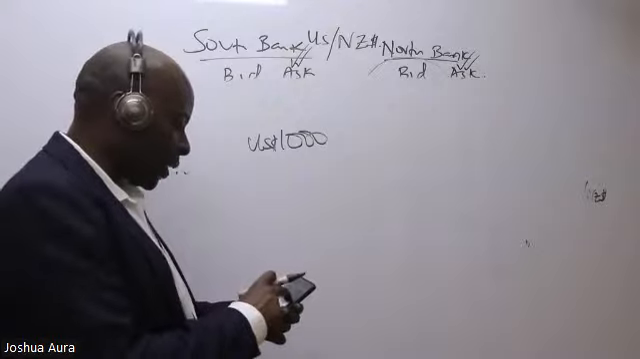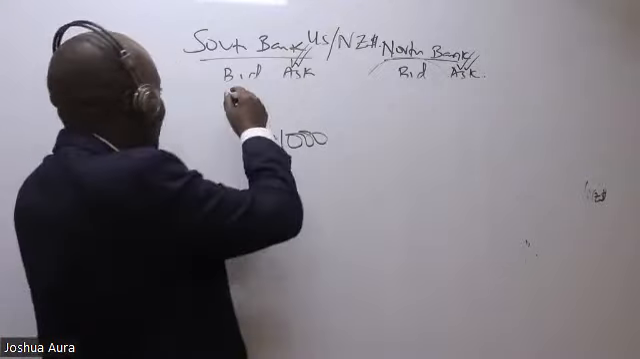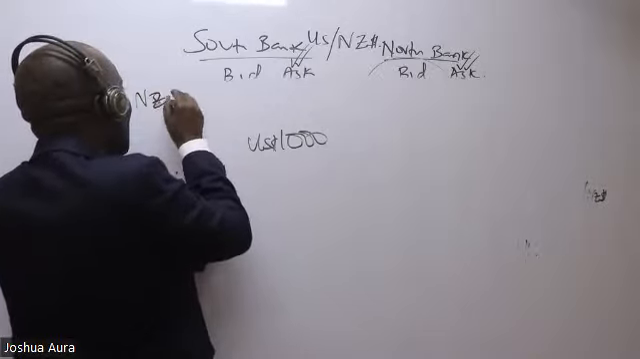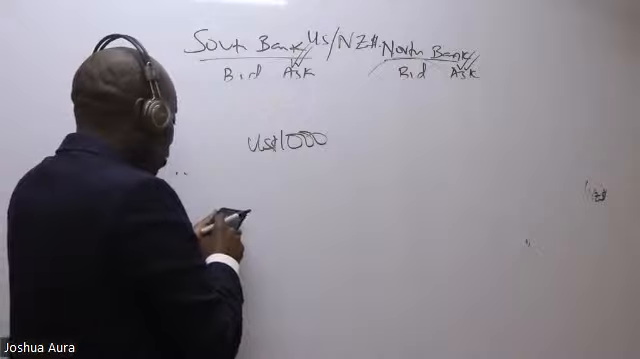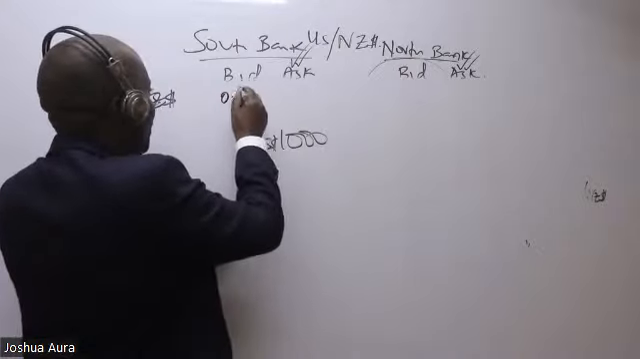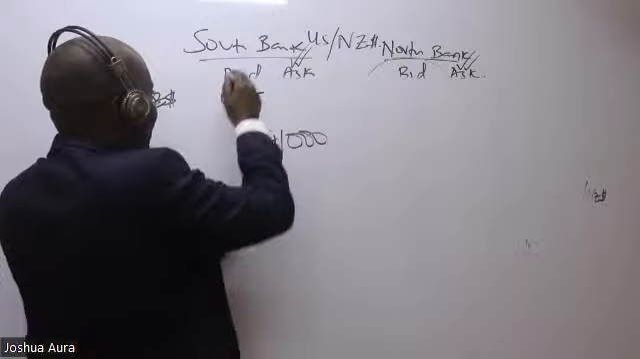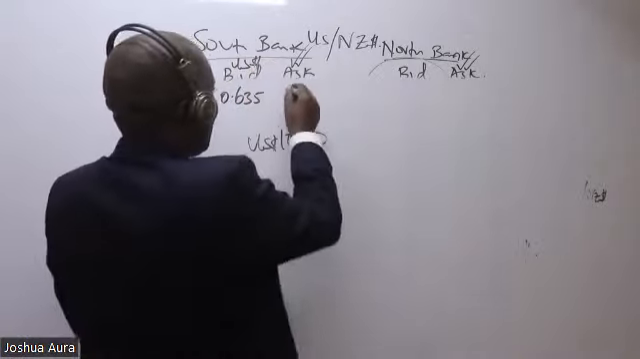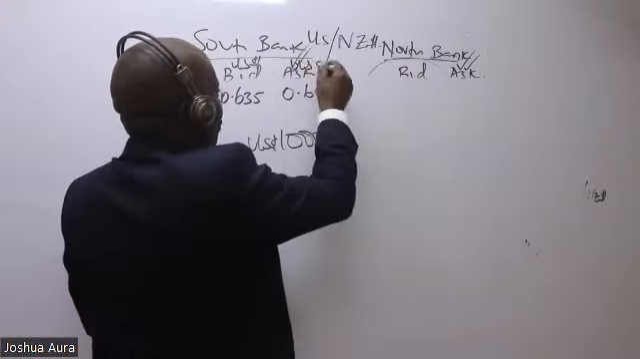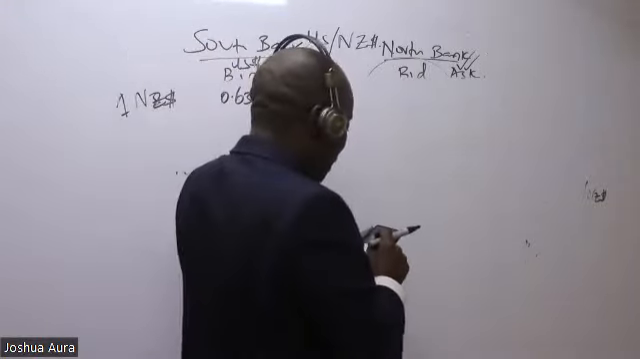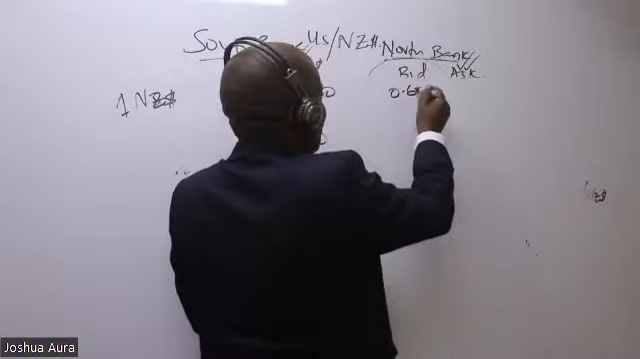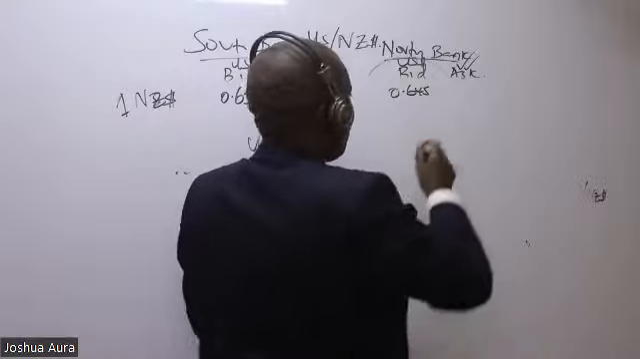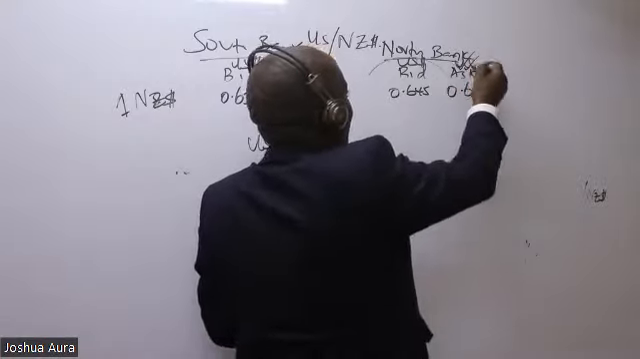The problem normally comes in defining the first transaction. So in this case here, what do we have? If you remember, this is $1 New Zealand dollar. What we have here is 0.635 in terms of US dollars. This one is 0.640 in terms of US dollars. So bid here is 0.645 in terms of US dollars. This is 0.650 in terms of US dollars.